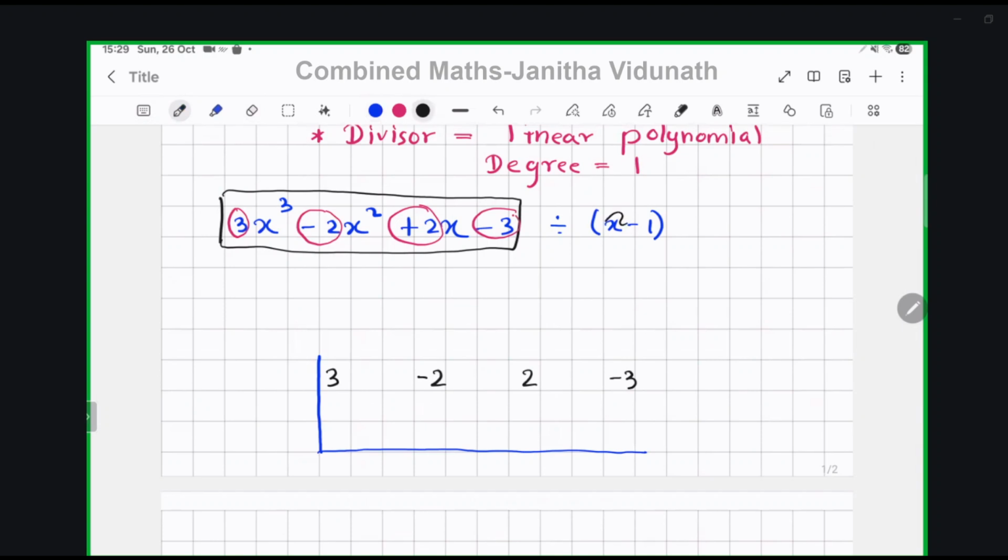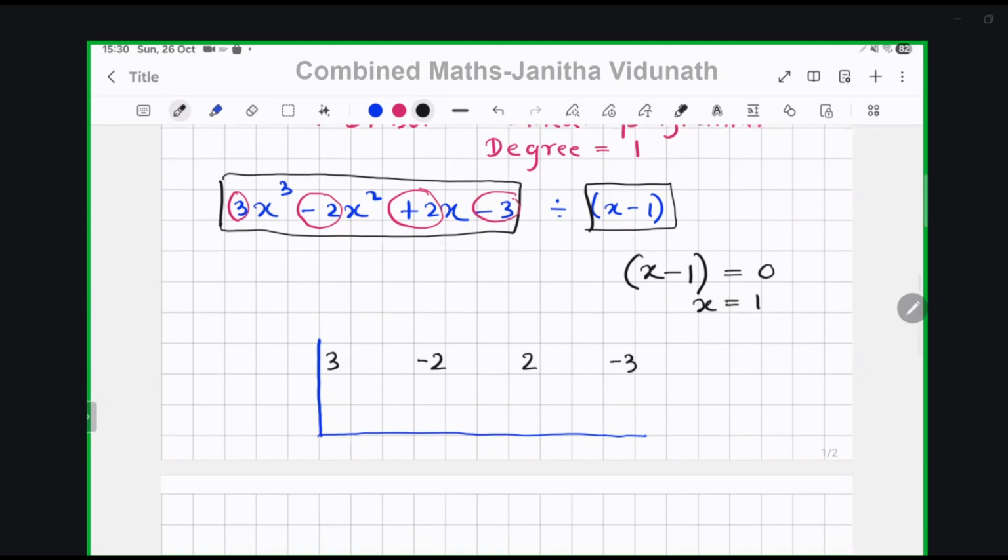Afterwards, we set our divisor to 0. This is like in the remainder theorem, where we also set our divisor to 0 and find the value for the variable. When we set our divisor to 0, the value is x equal 1. Then we put this value inside the box.